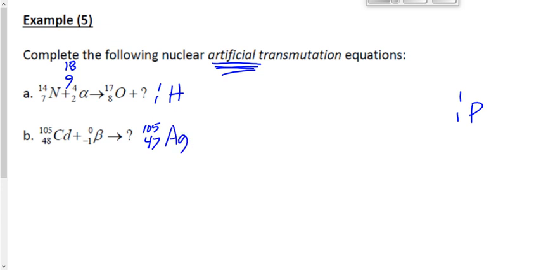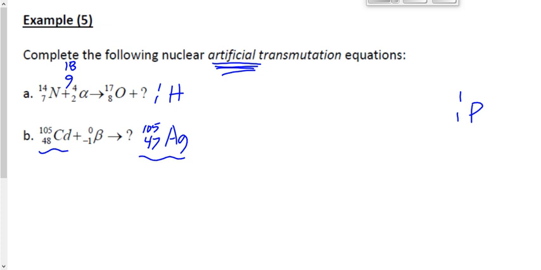Now, just because you have a beta particle there does not mean you add an antineutrino, because this is not beta decay. Beta decay has a beta particle on the right-hand side, not the left-hand side. So my parent is cadmium. My daughter is silver.